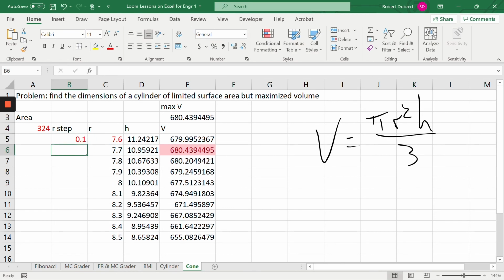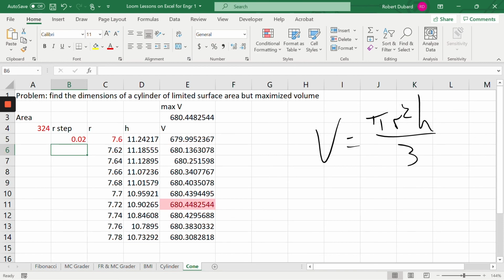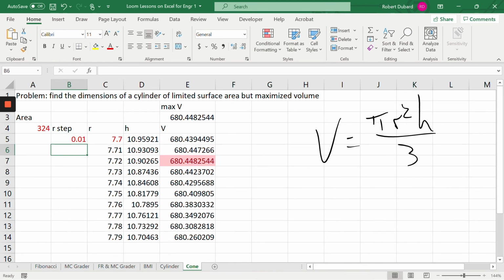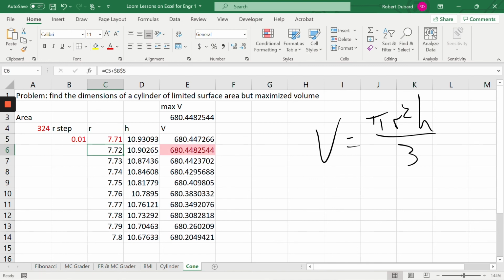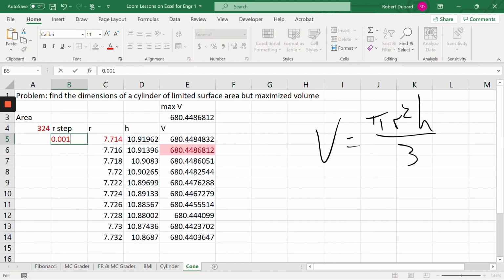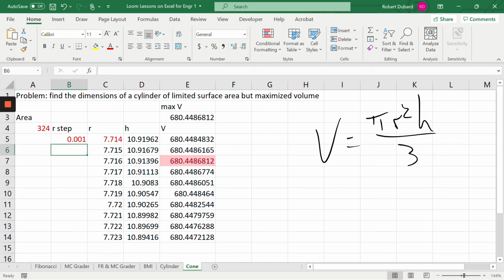Change this to 0.1. Leave that at 7.6 there because it's right at the top. Change it to 0.02. Now it should be 7.7. That's where I'll go on the top here because it's somewhere between 7.7 and 8. 0.01. 7.71. We're honing in. Change it to 0.002. 7.714. Value to put in there, 0.001 there. And these are getting close enough that, yeah, I don't think we're going to get much better than 680.45.